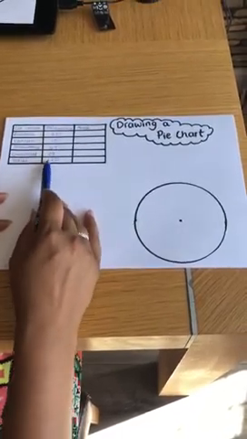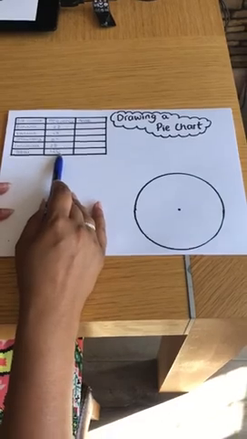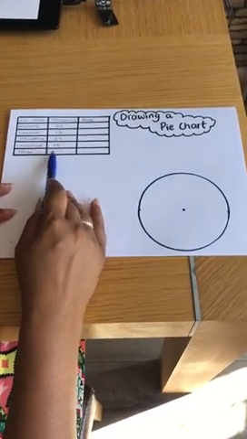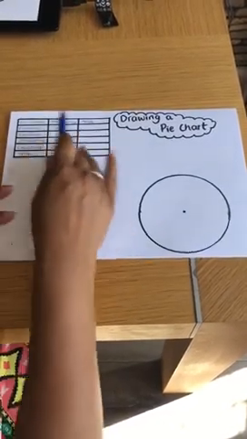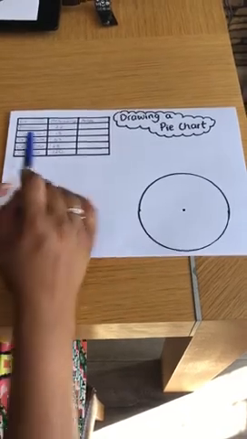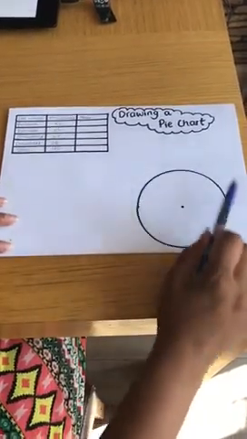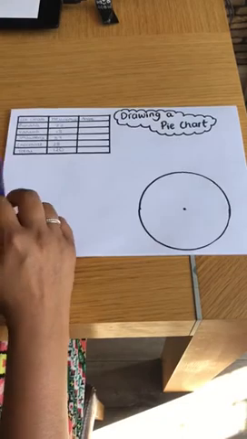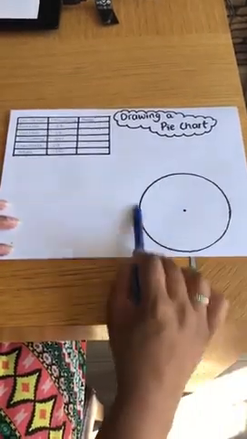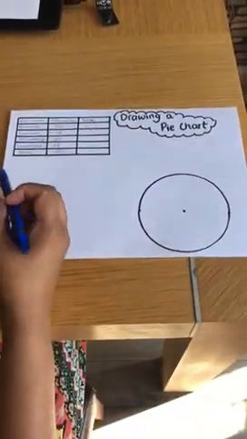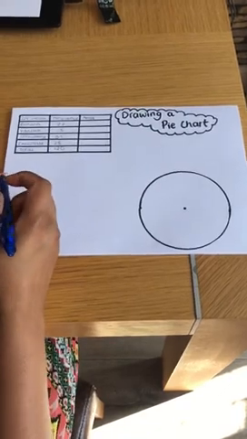When you add up the frequency, the answer is 120. That is 120 people that have taken part in this survey. Right, this information needs to be put into a circle here. We know that a full circle is 360 degrees. So we need to do a further calculation.